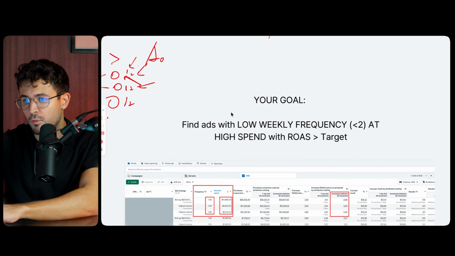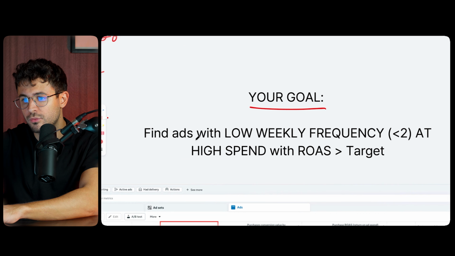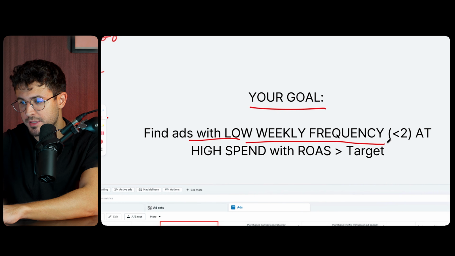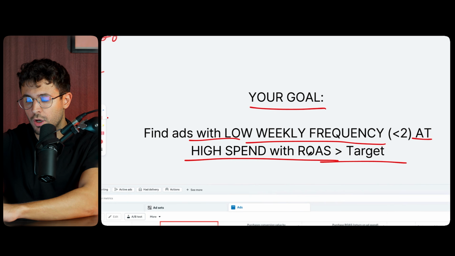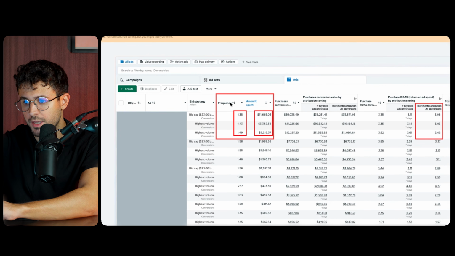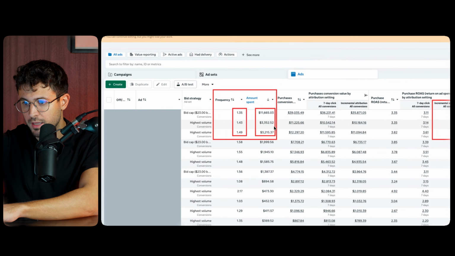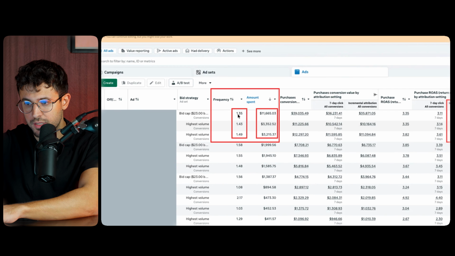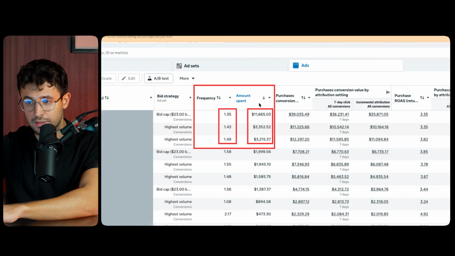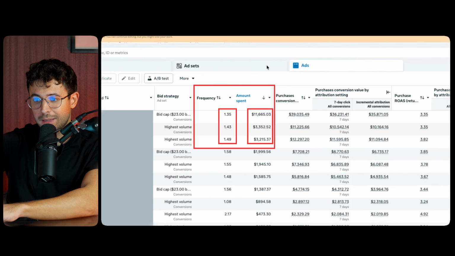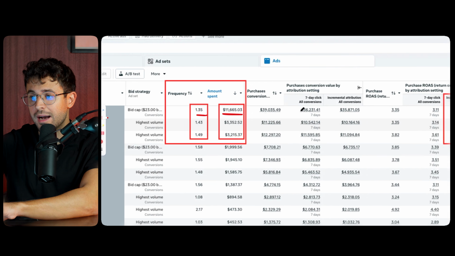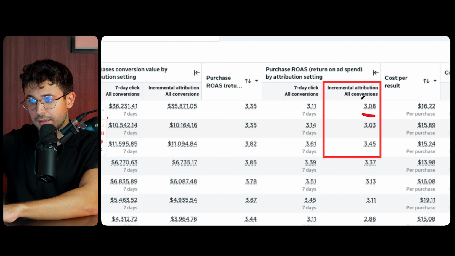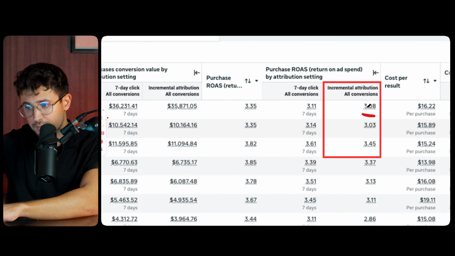And this is an example of what you want to do. Your goal is to find ads with low weekly frequency at high spend with ROAS above target. So basically the situation is this one here. You want to find this type of ads that have a very low frequency, and technically what you want to see most likely is the spend. So you can spend a lot of money, even like 10K, while keeping a very low frequency of 1.35. And doing this at a very high, above target, incremental attribution ROAS. This is what you want.